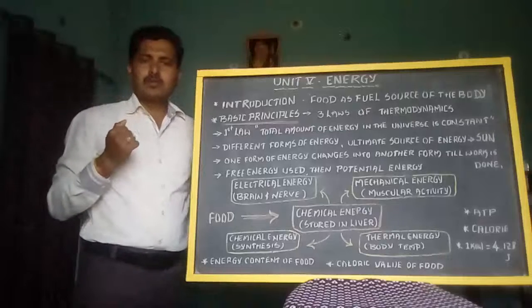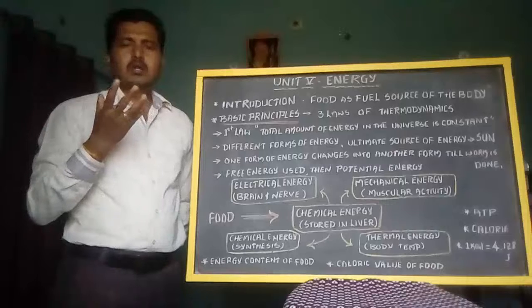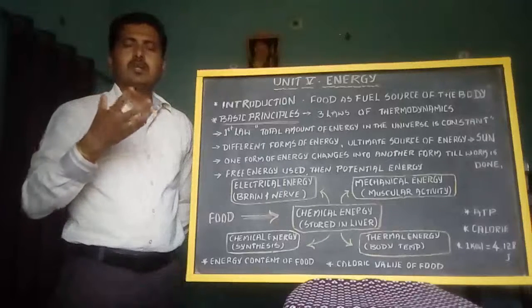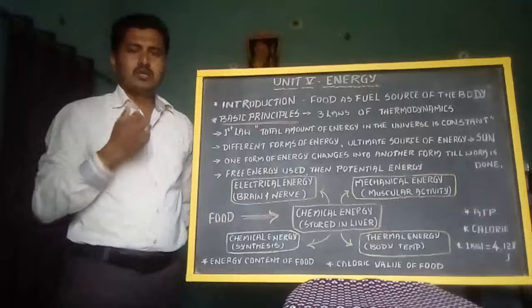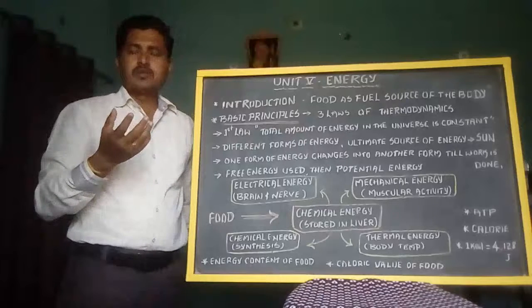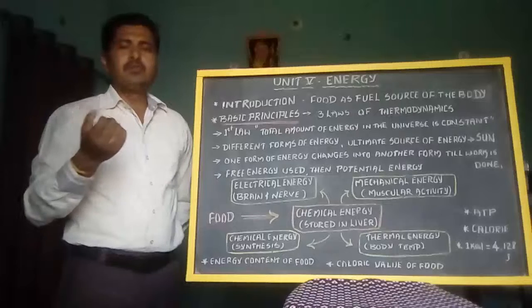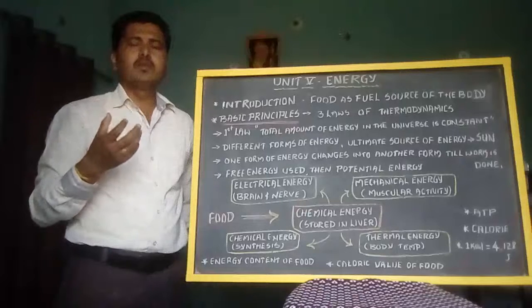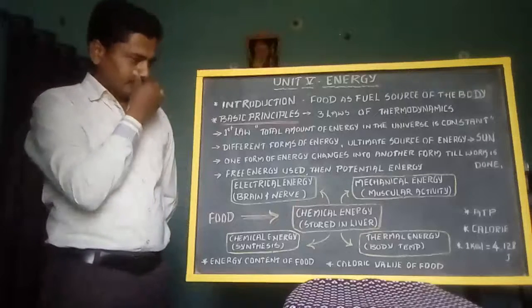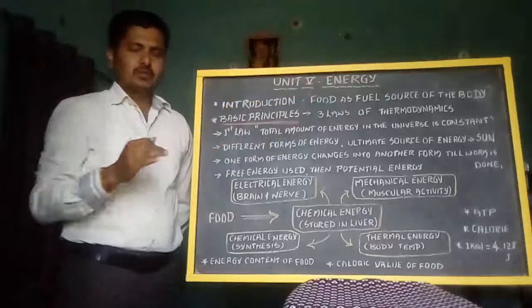On average, in our regular food intake, 60 to 70% of energy we get from carbohydrate sources, 20 to 30% of energy we get from fat sources, and 10 to 12% of calories we get from protein sources. Okay. And one more thing, basic principles related to energy.